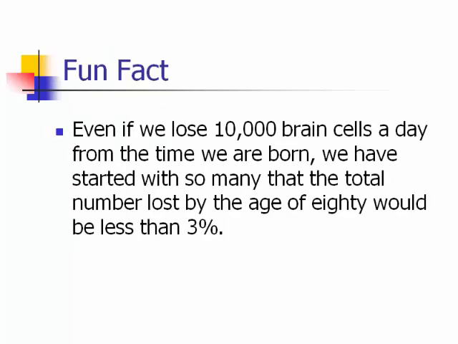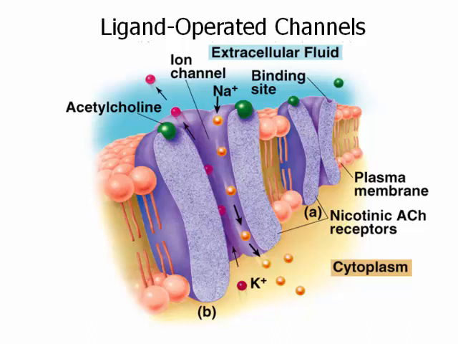Fun fact, even if we lose 10,000 brain cells a day from the time we are born, we started with so many that the total number lost by the age of 80 would be less than 3%. So as I get older, I don't want to lose any of them. I know you think 80 is so far away, only 3%, but I'd like to keep all of them. But I'm sure you know a lot of 80-year-olds don't have everything working as well. And I hope we all do.